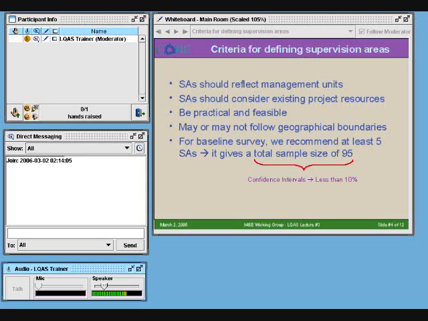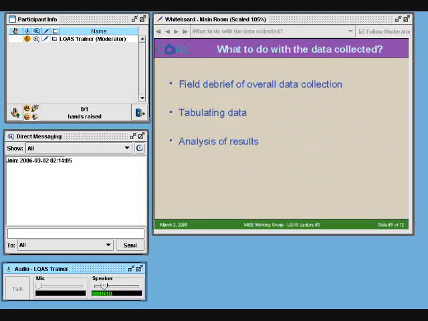So when trying to define supervision areas for your entire project catchment area, we would like you to consider the criteria shown in this slide. But keep in mind that supervision areas are primarily management units that should help the project to conduct effective supervision with the purpose of improving quality of services.